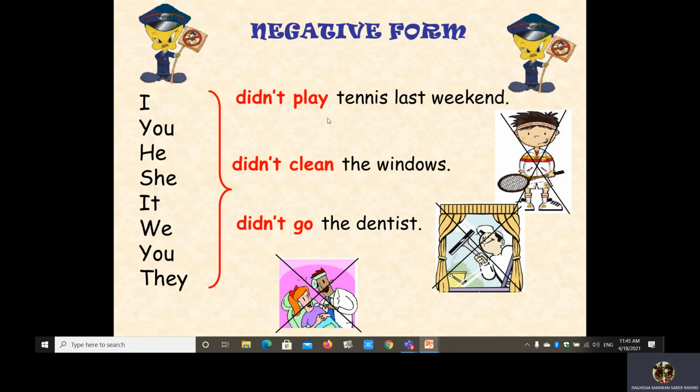To make it negative, we just put didn't before the infinitive of the verb. I didn't play tennis last weekend. He didn't clean the windows. We didn't go to the dentist. Okay, again. I didn't play tennis last weekend. He didn't clean the windows. We didn't go to the dentist. So we put only didn't before the infinitive. This is the negative form in the past.